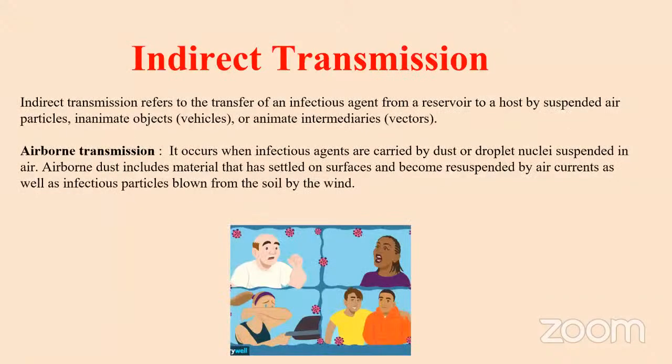So moving to indirect transmission, indirect transmission refers to the transfer of an infectious agent from a reservoir to the host by suspended air particles, inanimate objects like vehicles, or animate intermediates like vectors. Airborne transmission occurs when infectious agents are carried by dust or droplet nuclei suspended in air. Airborne dust includes material that has settled on surfaces and become resuspended by air currents, as well as infectious particles blown from soil and by the wind.